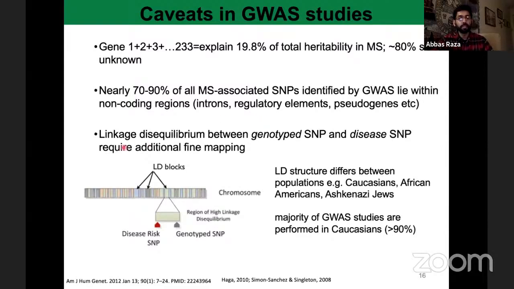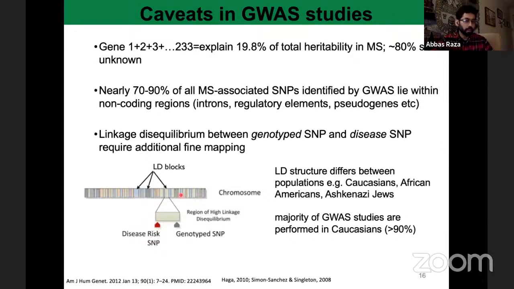And even if we just look at linkage disequilibrium blocks in the human genome, so if this is the human chromosome, you can see it is segregated into these individual blocks where you have a SNP that was genotyped in the GWAS chip, and this is another SNP that is very close to the GWAS chip SNP, but actually is the true causal SNP.